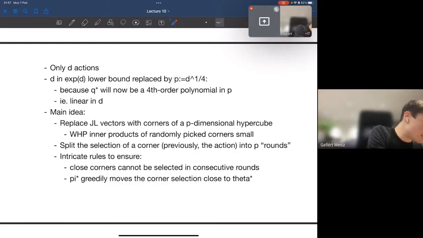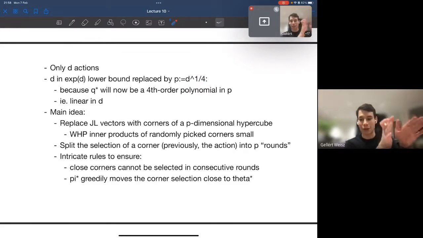Let p be d to the power of 1/4. The reason we do this is because what we called d, the dimensionality of the features, is going to stay the dimensionality of the features, but we'll have p be the thing that we used for the dimensionality of the JL vectors.